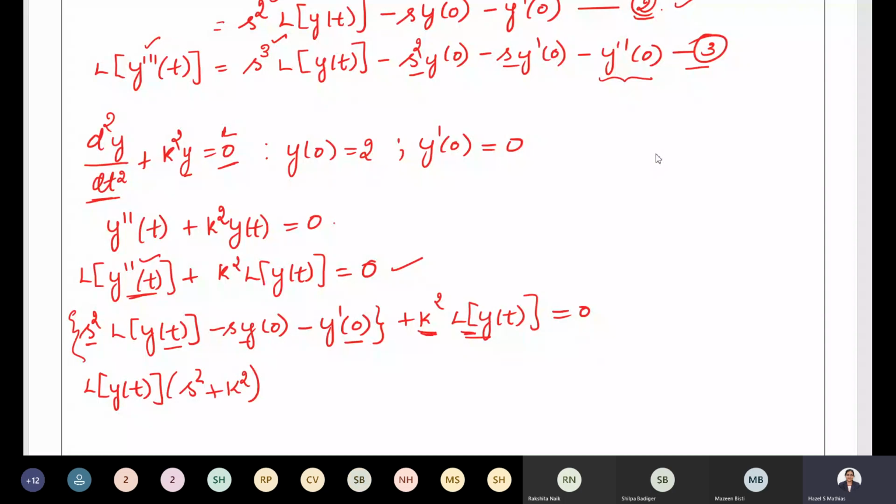Now what term is remaining? Minus s into y of 0, and y of 0 is what? The condition is given over here, so y of 0 will be 2. So what term will you have? Minus 2 into s. Minus s is already there, y of 0 is 2, that's why it will be minus 2s. Then you have y dash of 0. What is y dash of 0? It will be 0. So this is equal to 0. I hope this is clear, everybody.